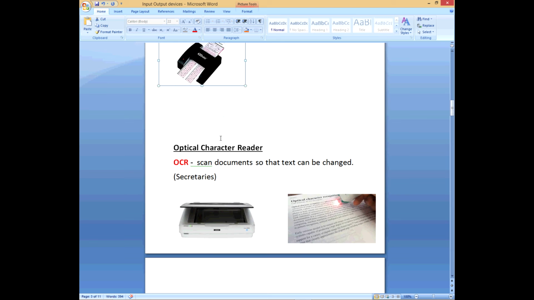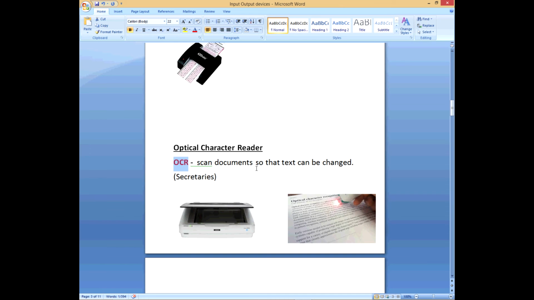All right, another one. Optical character reader, aka OCR. And by the way, I might also ask you, what does OCR mean on the test? What does OMR mean on the test? What is the OMR machine used for? Okay, and you should be able to tell me to mark what? Multiple choice papers.